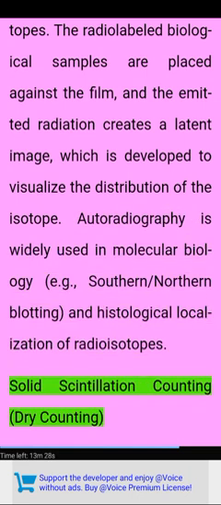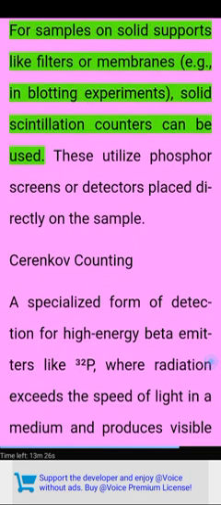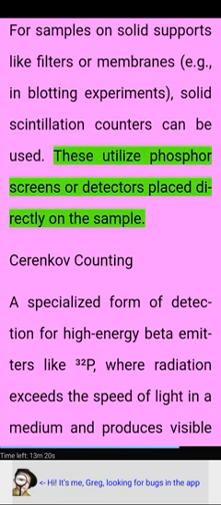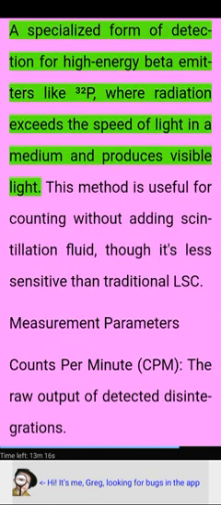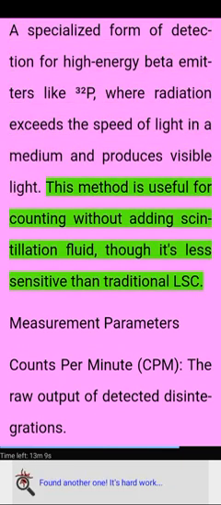Solid scintillation counting, dry counting. For samples on solid supports like filters or membranes, e.g., in blotting experiments, solid scintillation counters can be used. These utilize phosphor screens or detectors placed directly on the sample. Cherenkov counting. A specialized form of detection for high-energy beta emitters like ³²P, where radiation exceeds the speed of light in a medium and produces visible light. This method is useful for counting without adding scintillation fluid, though it's less sensitive than traditional LSC.